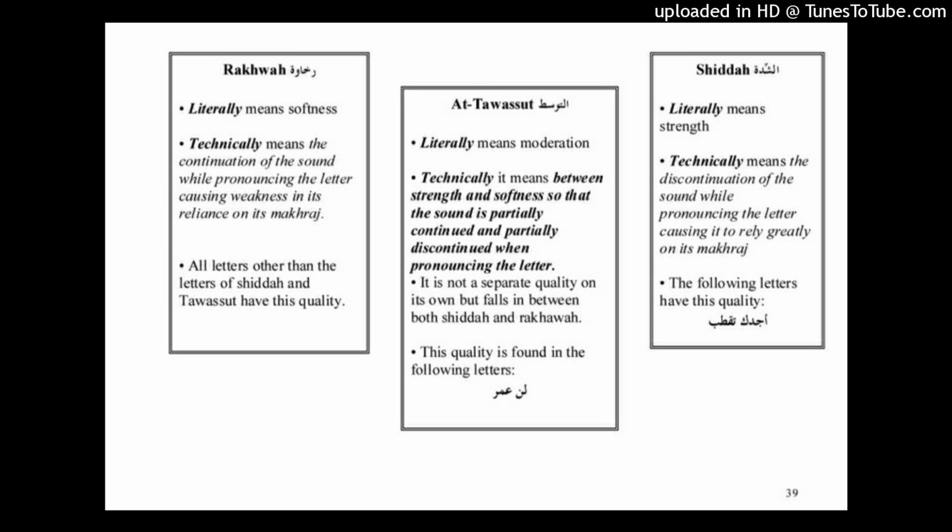If you just keep in mind the Shidda letters, Ajid, Qatim, Bakat, and the Tawassut letters, which are in between, the moderate ones, we call Lin Umar, those letters. Any other letter except for those letters, Lin Umar and Ajid, Qatim, Bakat, will be the Rakhawa letters, or what we call the softness, where we leave the letter to run for a long time. In order also to show the Rakhawa, one of the most common examples is the letter Shin. You see how the Shin is running for a long time?